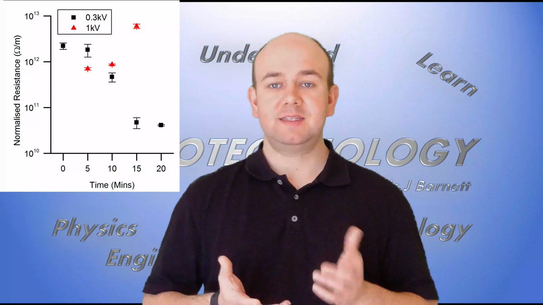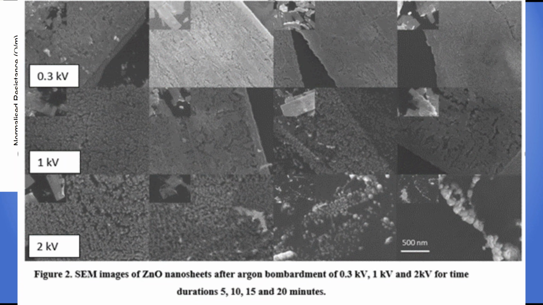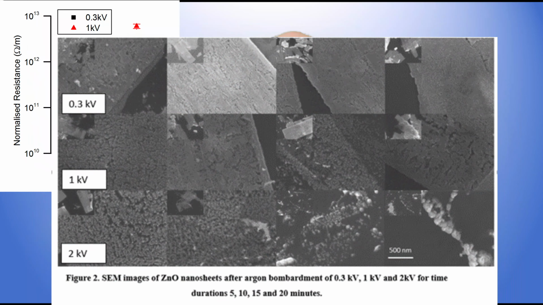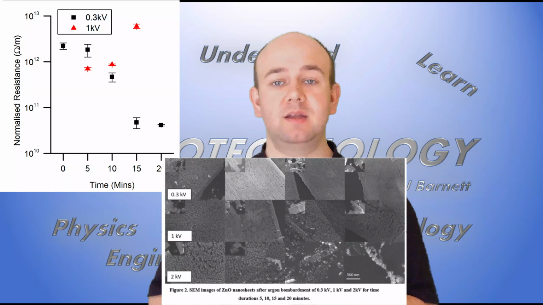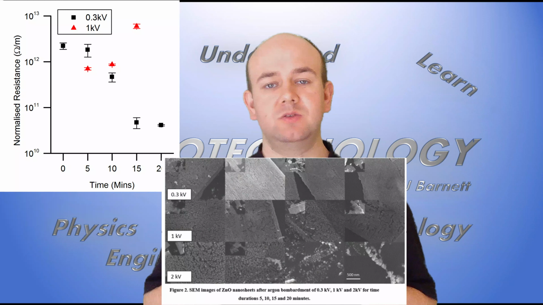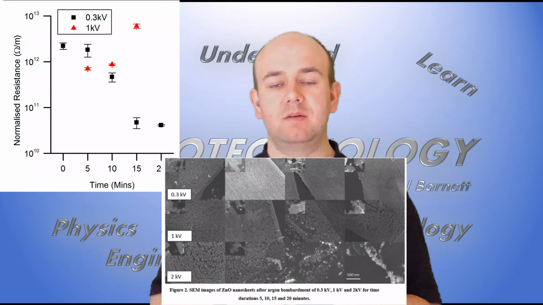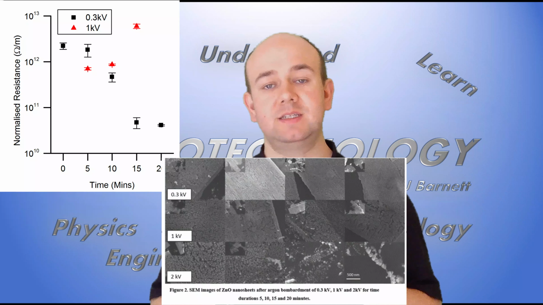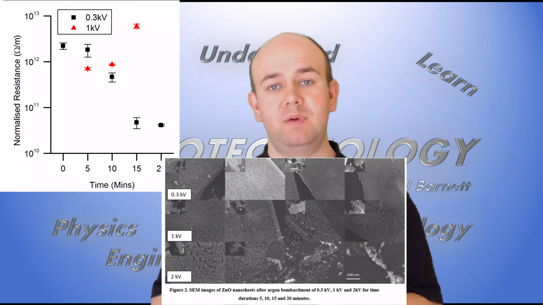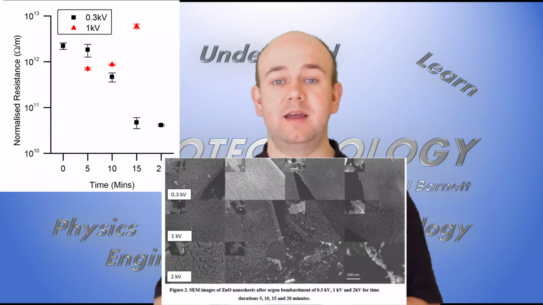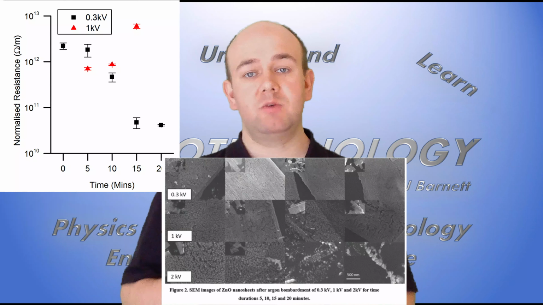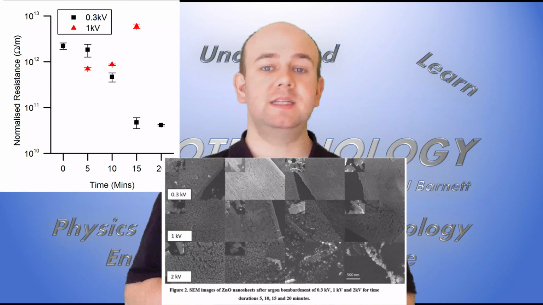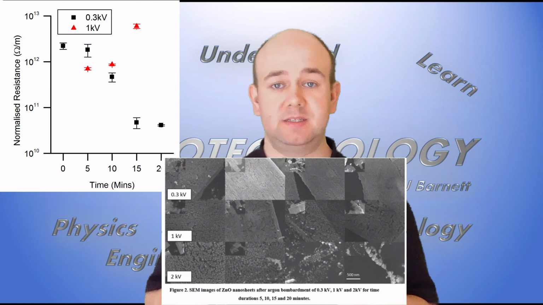We saw very similar results with the 1 kV measurements. When we bombarded with this 1 kV argon, we saw that the surface of the nanosheet started getting damaged, and the resistance measurements started going up with time. So the longer we argon bombarded for, the higher the measured resistance. And again with the photoluminescence, the longer we argon bombarded for, the smaller the defect band became when measured with PL.